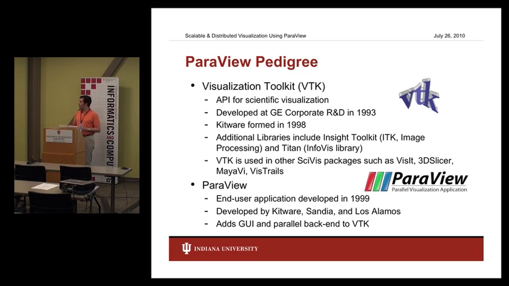It's more of an end-user application. It adds a GUI plus a parallel backend by itself. VTK does not have a parallel backend. There are things you can do, obviously, in conjunction with MPI and various codes. You can make it parallel, but it's kind of tricky to do. And if that's not your area of research, you would much rather have someone else do it and then just leverage that tool. So that's the idea behind ParaView.